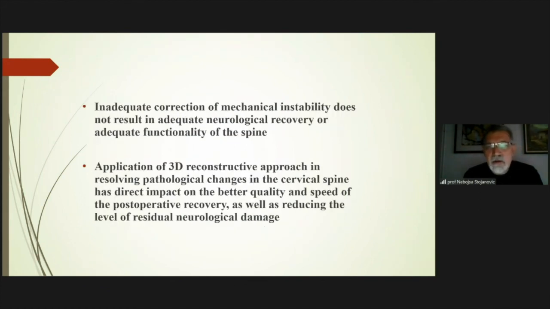Inadequate correction of mechanical instability does not result in adequate neurological recovery or adequate function of the spine. Application of the 3D reconstruction approach in resolving pathological changes in the cervical spine has a direct impact on better quality and speed of postoperative recovery, as well as reduction of the level of residual neural damage. Thank you.